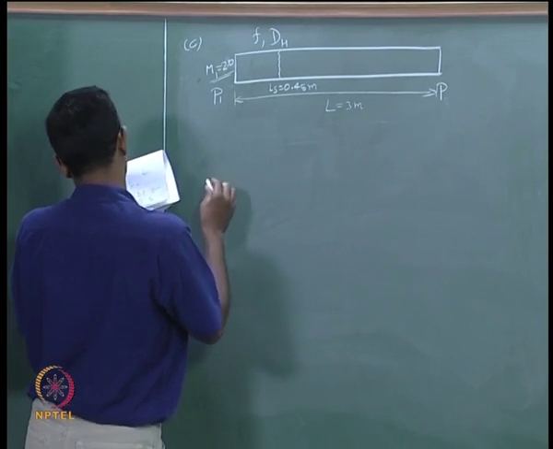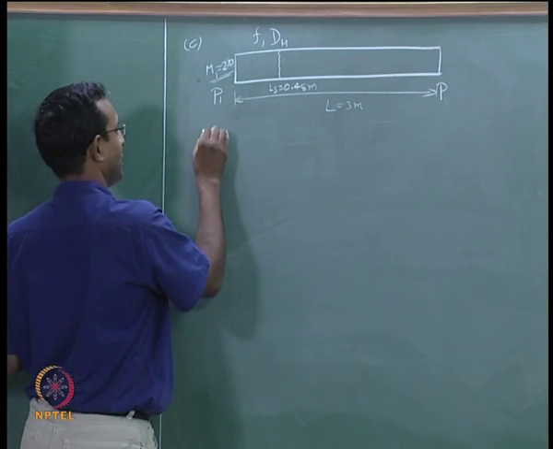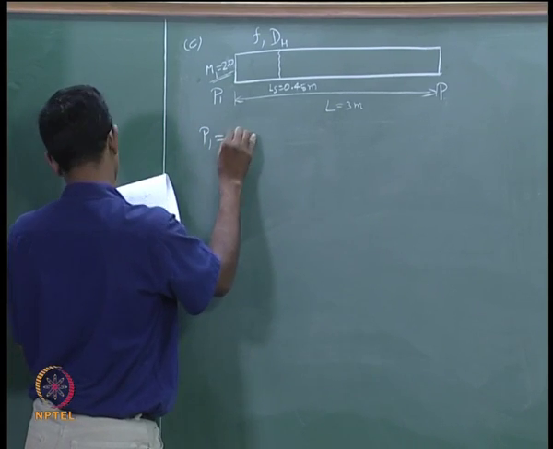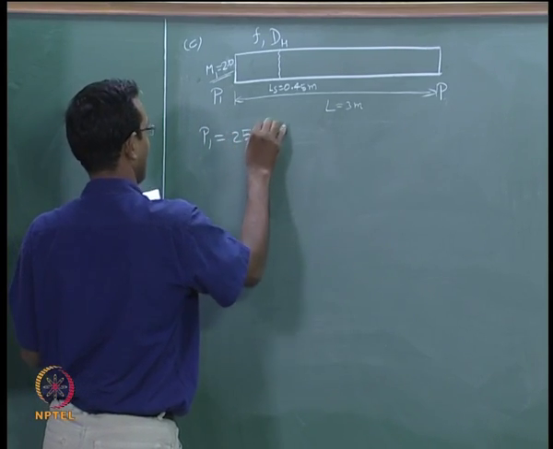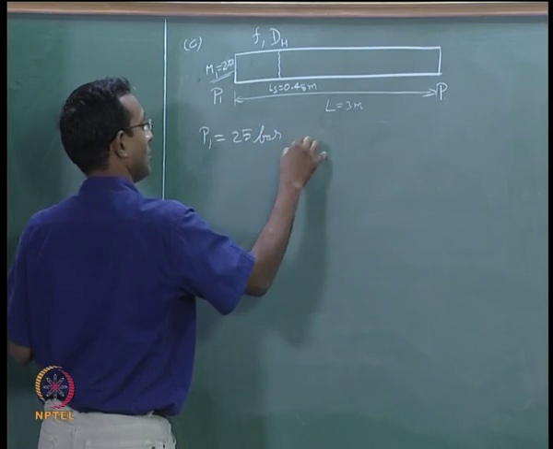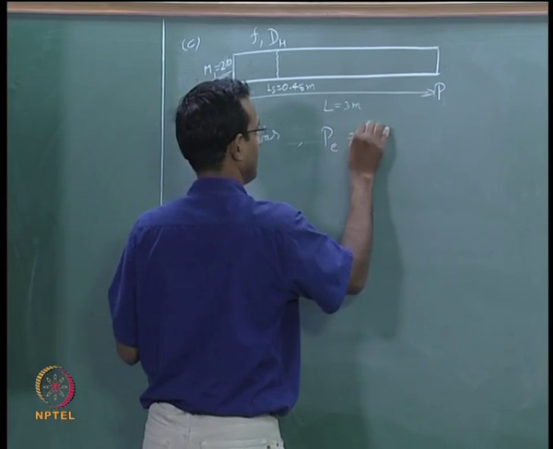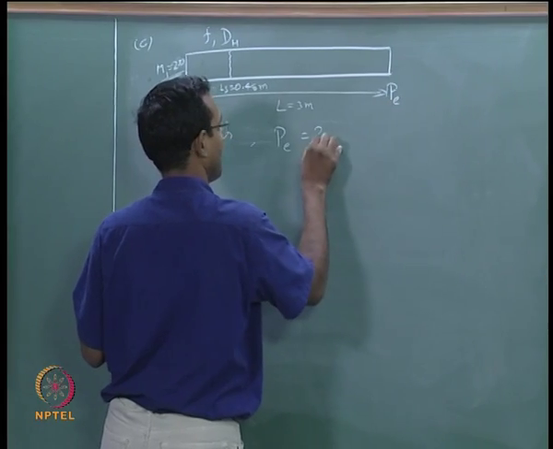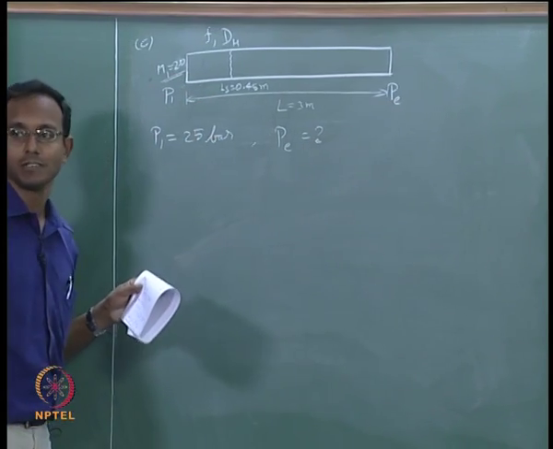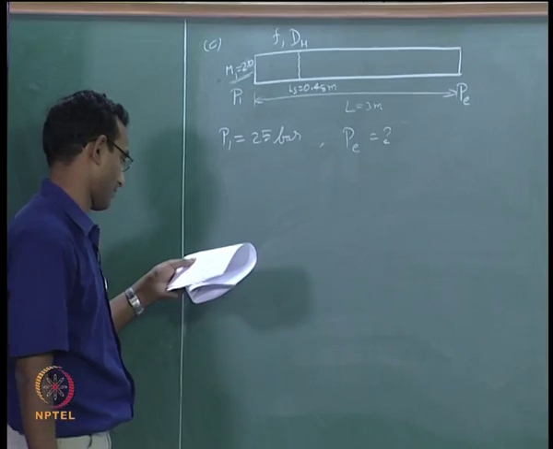So, if the question is this, if P1 is equal to 25 bar, find P exit, that is my P exit, find my P exit, that is the question I want to ask. Okay.